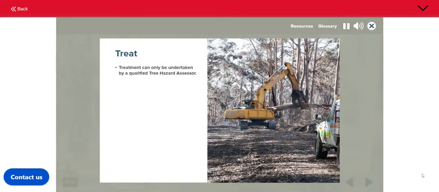Treatment can only be undertaken by a qualified tree hazard assessor. Treatment means to actively mitigate the risk a tree poses to personnel. This can be done through elimination, isolation, or exclusion.